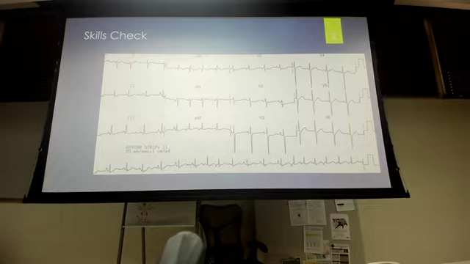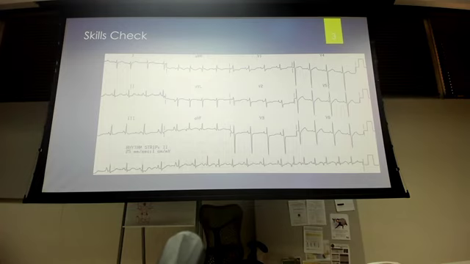Are you going to count the R's? Are you going to do counting? What are you going to do? Well, I want to look at the rhythm and see it's irregular. Yes, so I would not do the counting method. Right, very good. So we'd have to count all the R's. All right, so it's tachycardic.